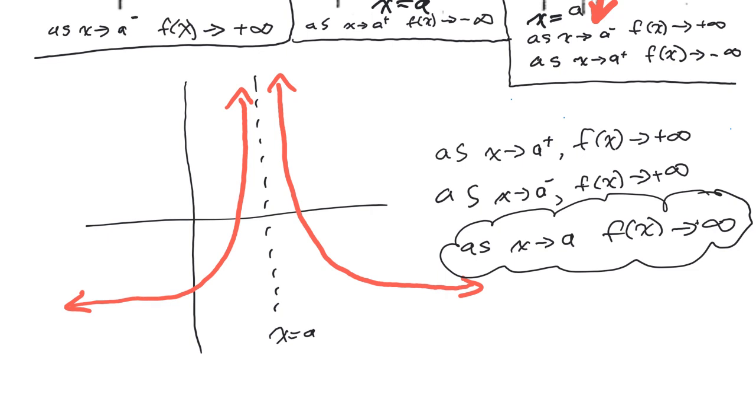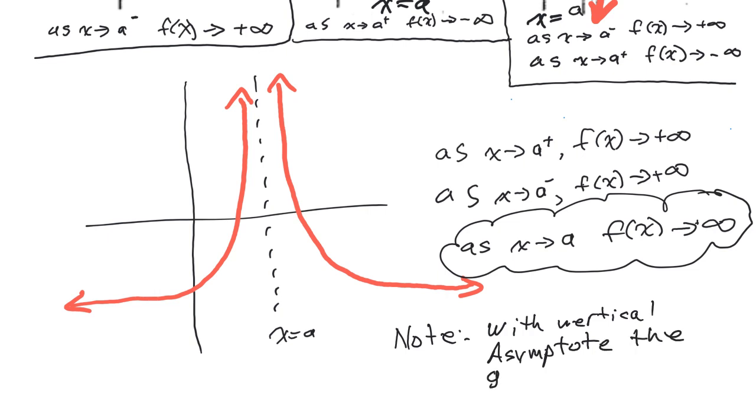Here's one note that I want you to remember. Note, with a vertical asymptote, the graph never crosses the VA, the vertical asymptote, ever. That's what you need to remember. All right.